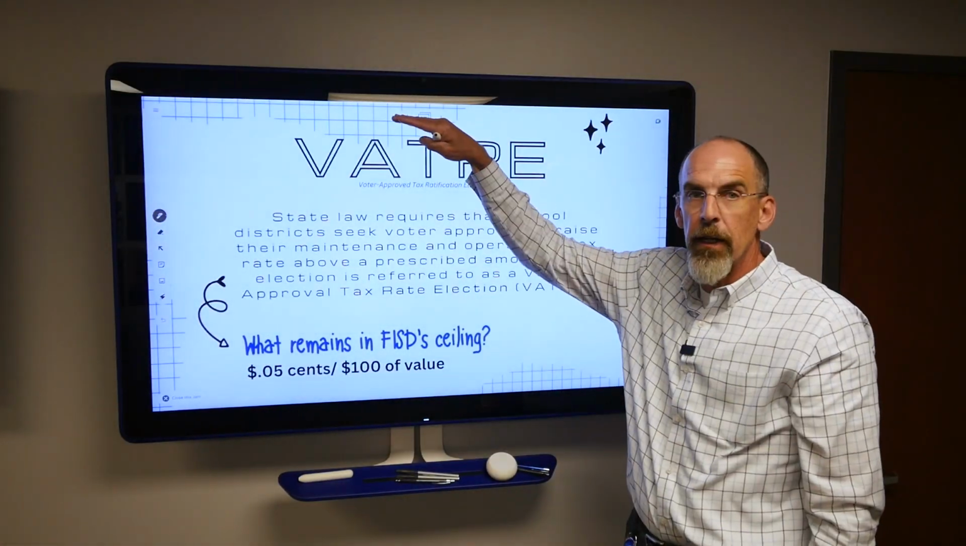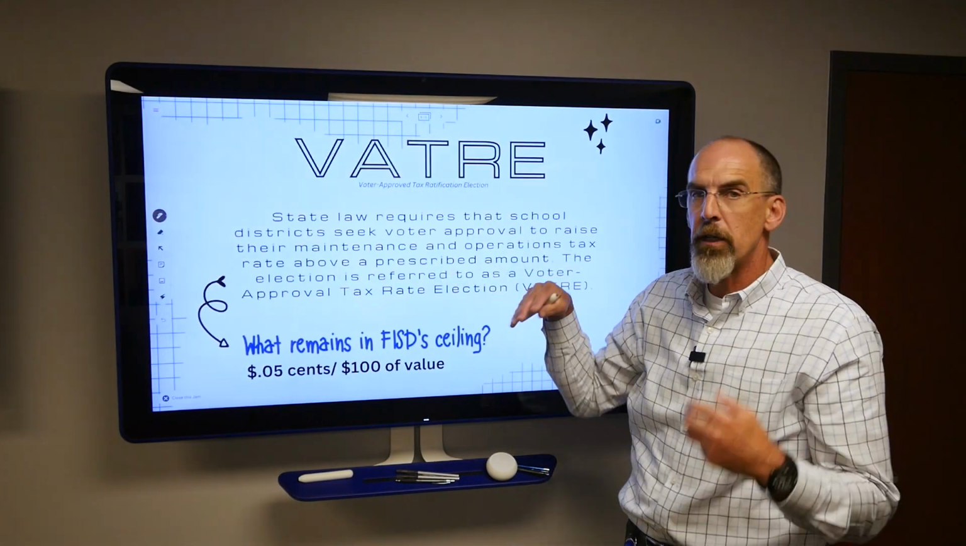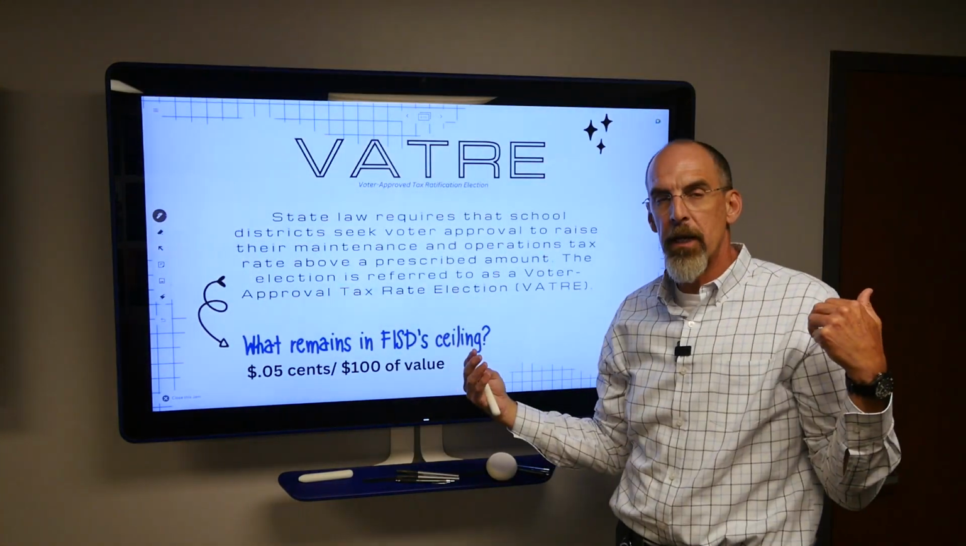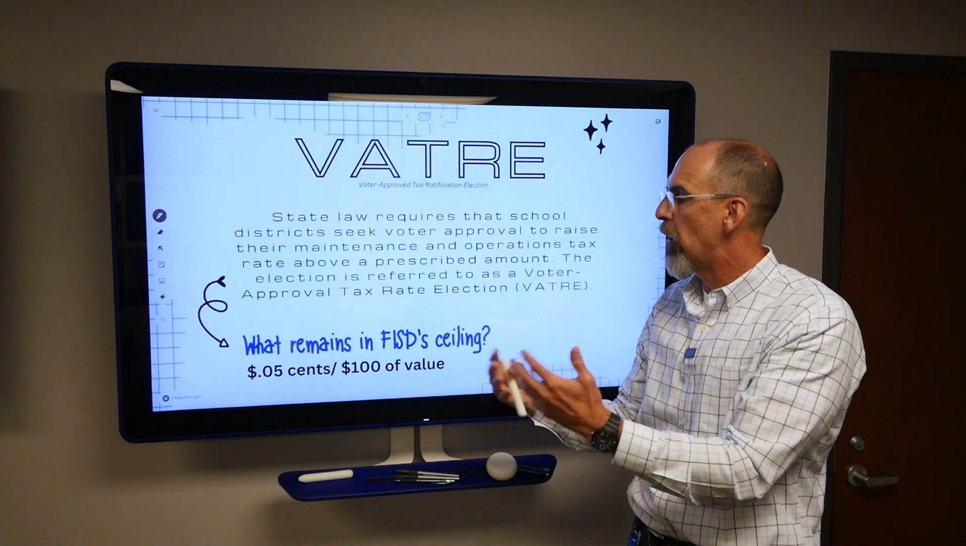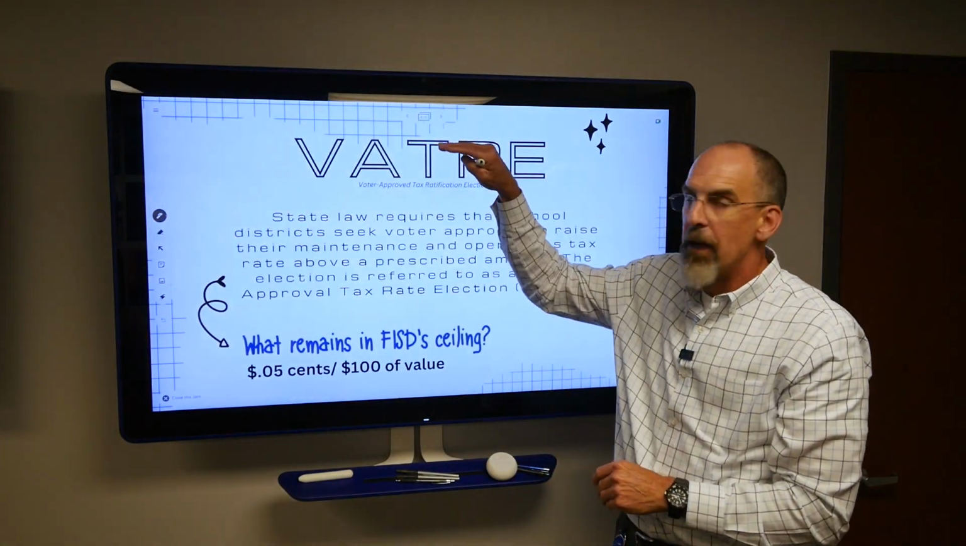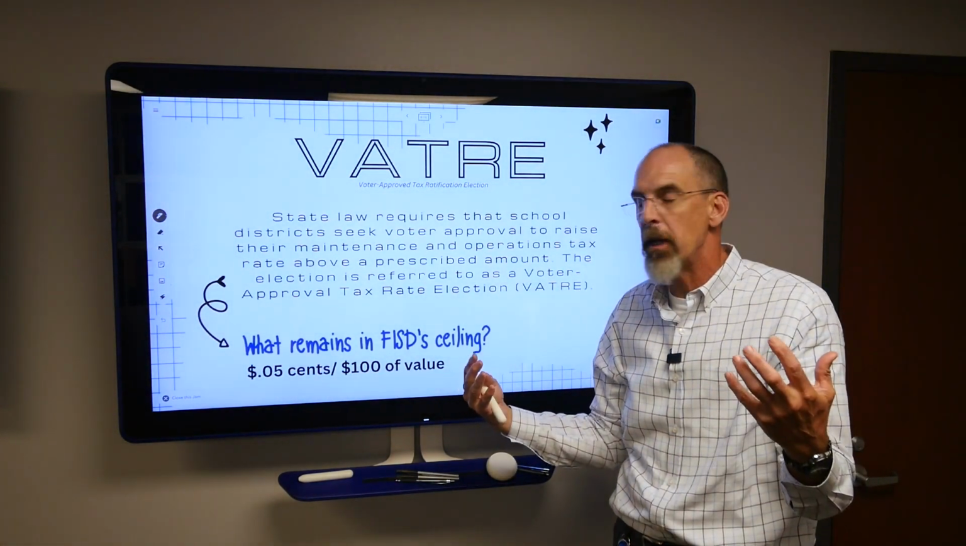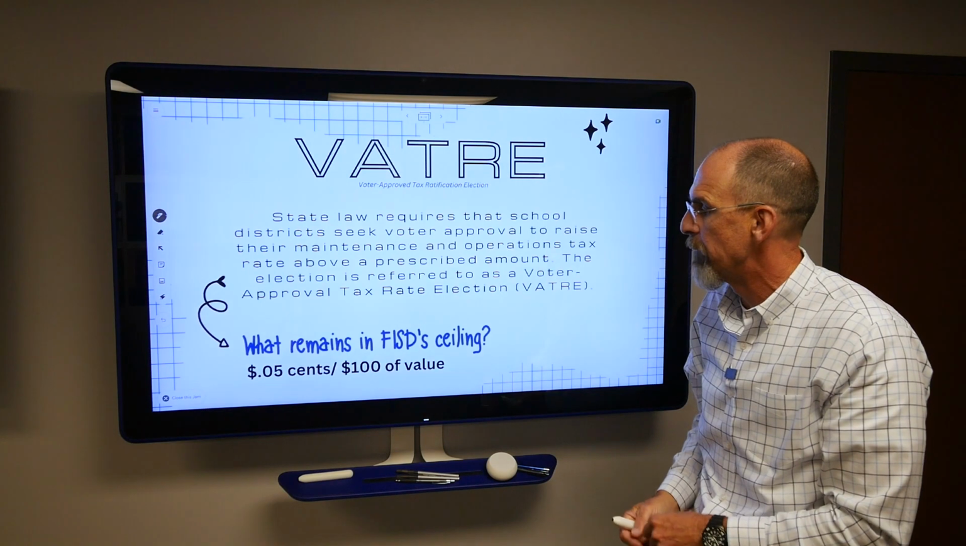There's a ceiling. We are 5 cents from that ceiling. And so we could come to the voters, the board would have to make a decision to come to the voters in the fall or in election time and increase that 5 cents to be able to fund salaries and fund for increase in opportunities in Friendswood ISD.